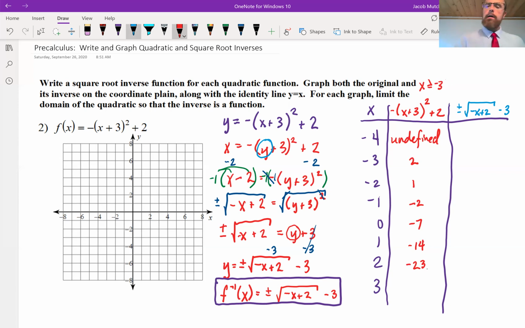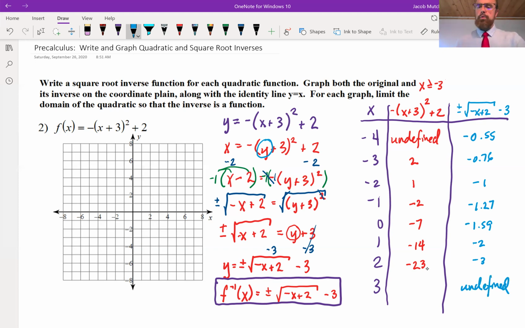Now let's fill in for our inverse. So at -4, it was defined as -0.55. At -3, -0.76, -2, -1. At -1, it was -1.27. 0, -1.59. 1, -2, 2, -3, and at 3, that was past the defined x values for my square root function, so that's undefined.